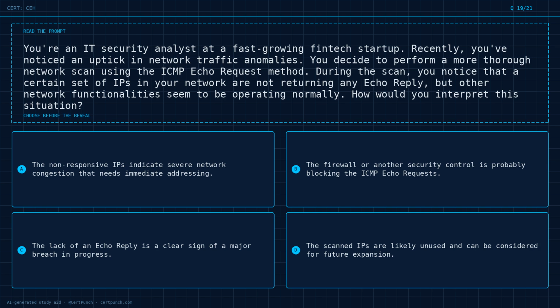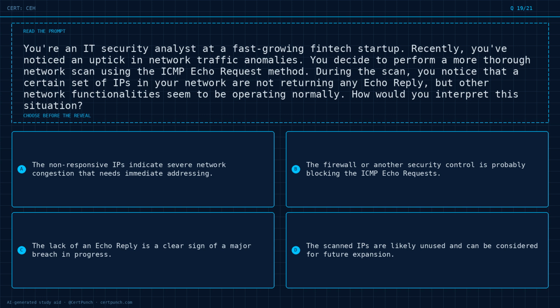Question 19 of 21. You're an IT security analyst at a fast-growing fintech startup. Recently, you've noticed an uptick in network traffic anomalies. You decide to perform a more thorough network scan using the ICMP echo request method. During the scan, you notice that a certain set of IPs in your network are not returning any echo reply, but other network functionalities seem to be operating normally. How would you interpret this situation?